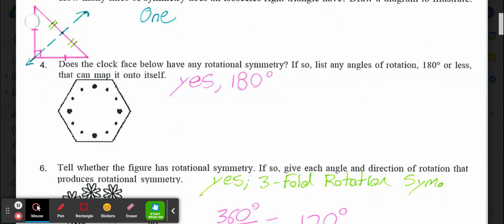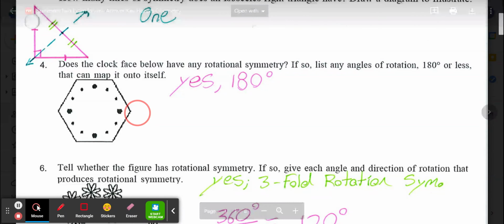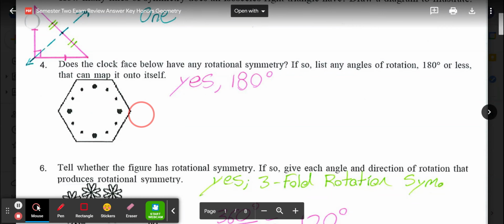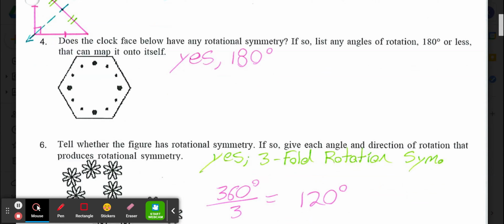In 4, clock face, rotational symmetry. Can we rotate this figure less than 360 degrees so it would look the same? Well, if we rotate it 90, this flat side would be where this point is, so that wouldn't work. But if we rotate it 180, it would look exactly the same, so it has rotational symmetry of 180 degrees.